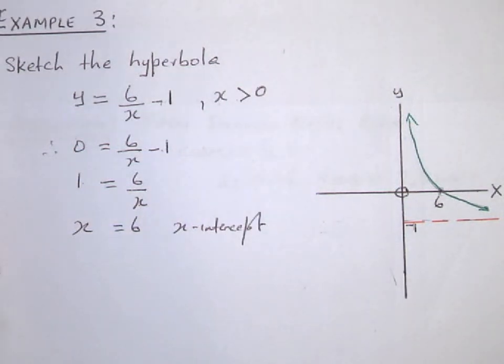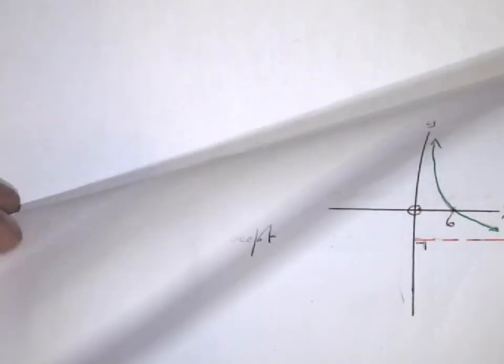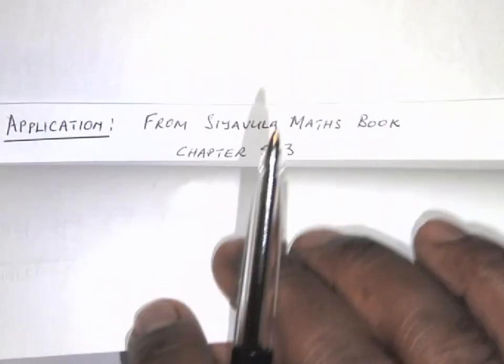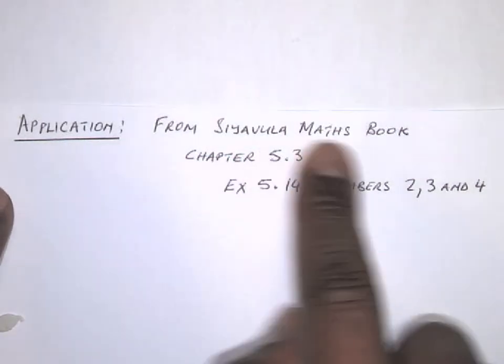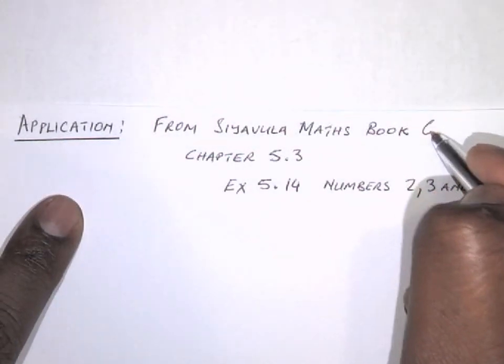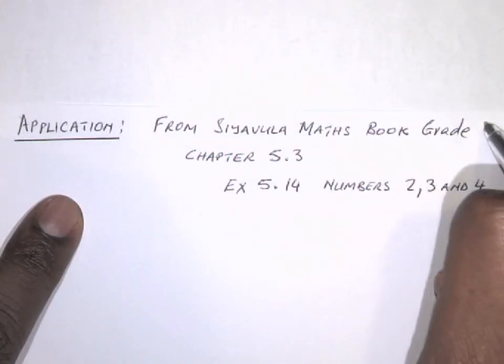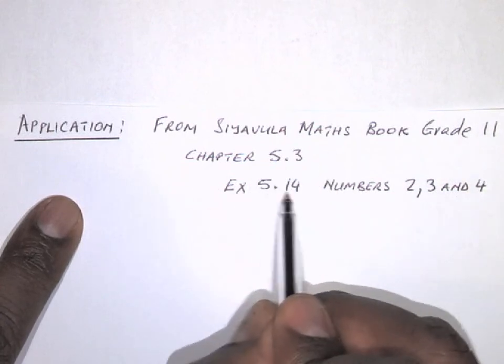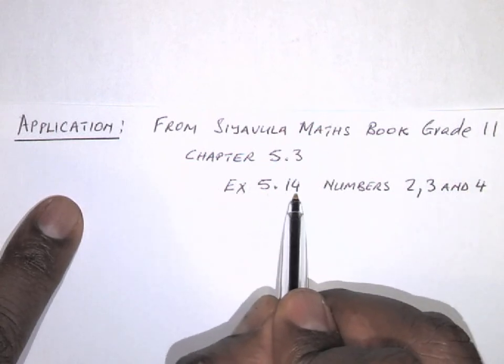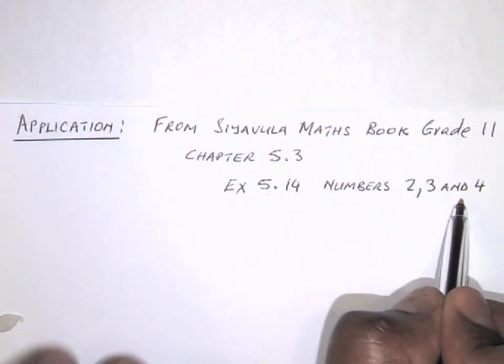Okay, so therefore now you can try and do a few problems of your own from your own textbook, the Siyavula Maths book, that is in grade 11, chapter 5.3, exercise 5.14, numbers 2, 3, and 4.